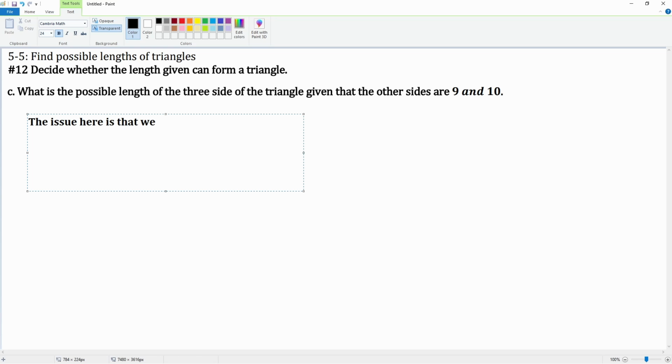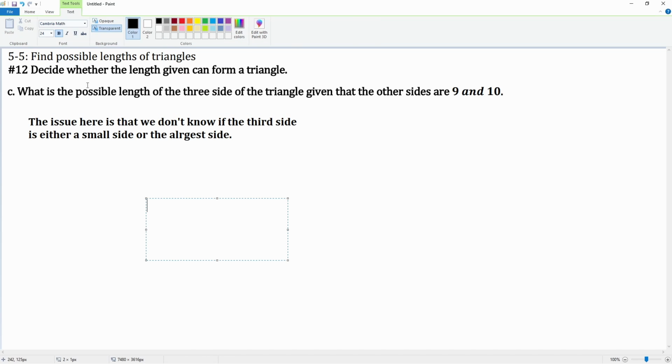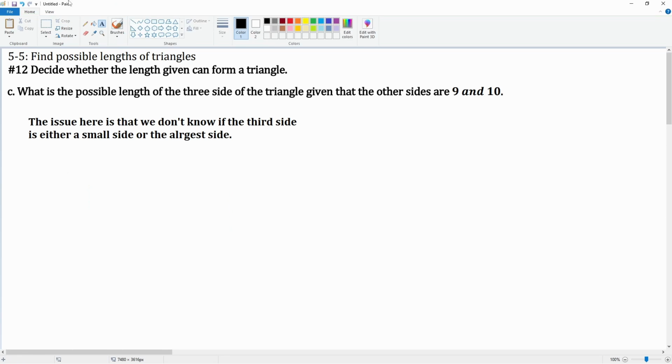that we don't know if the third side is either a small side or the largest side. Okay, therefore with this dilemma you have to have two possibilities. The first possibility is when you make the triangle, you have to assume that the third one is the smaller one.